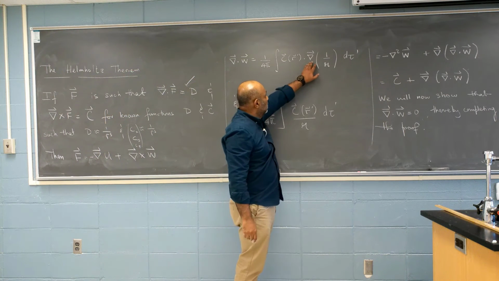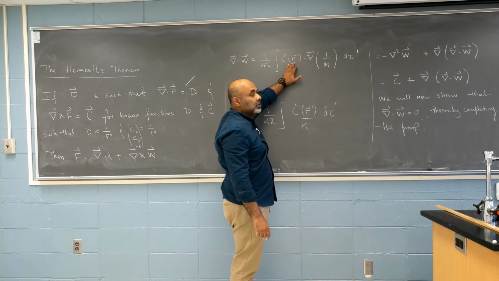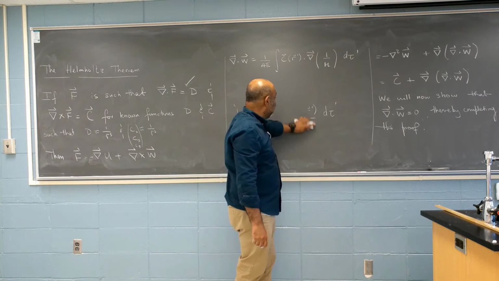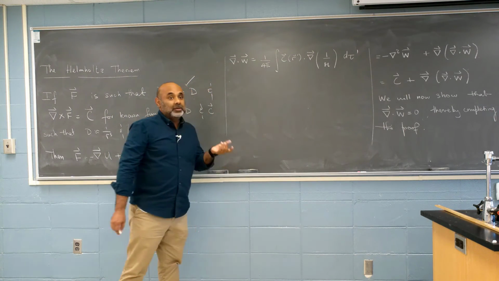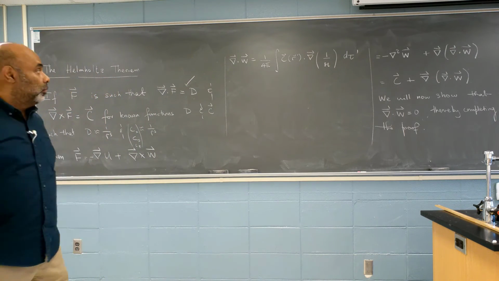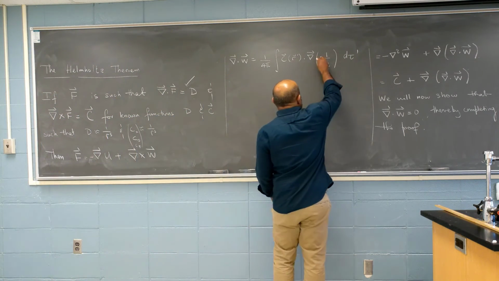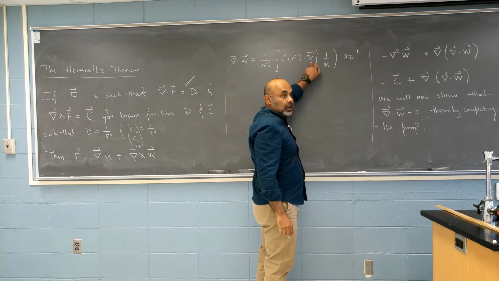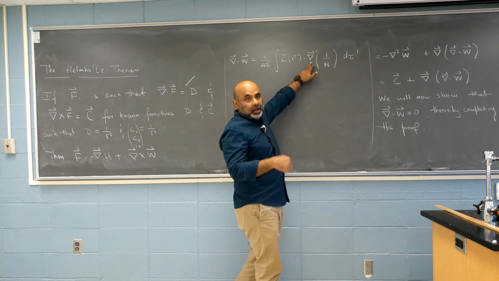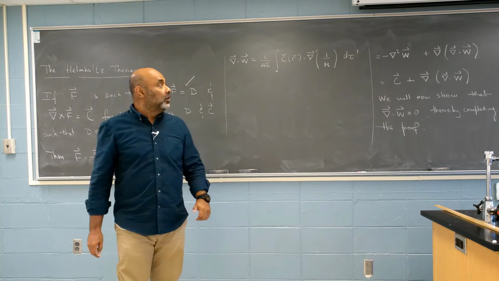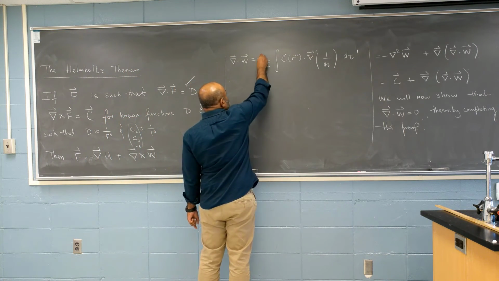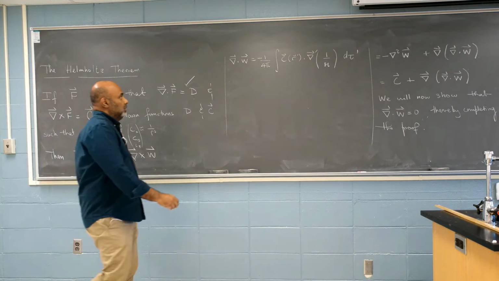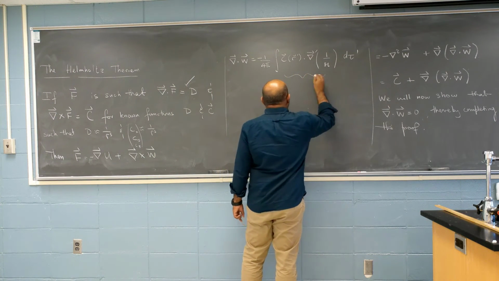Because the divergence is with respect to x, y, z variable, and this one is a function of x prime, y prime, z prime. So you guessed it, the whole trick about taking derivative with respect to x, y, z versus x prime, y prime, z prime. So what do I do? I put a prime here. But that's not the same thing. I know the derivative with respect to unprime is equal to the negative of the derivative with respect to prime. So I put a negative over here.